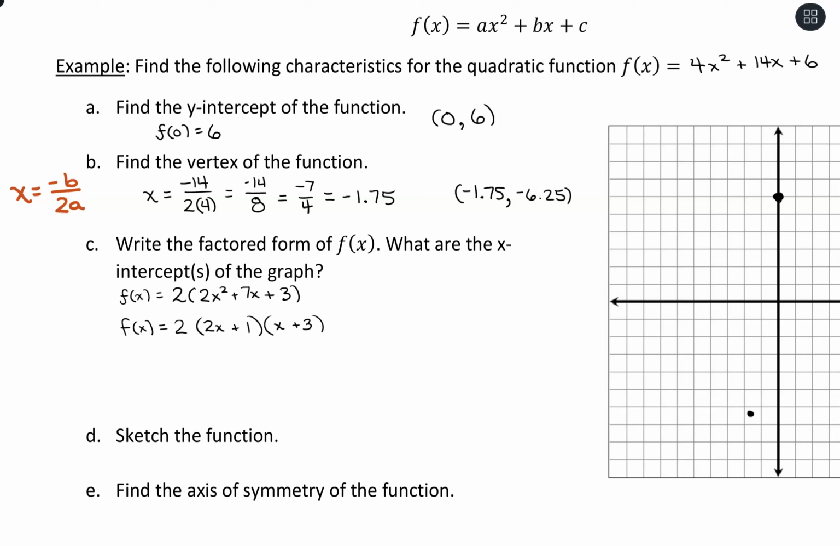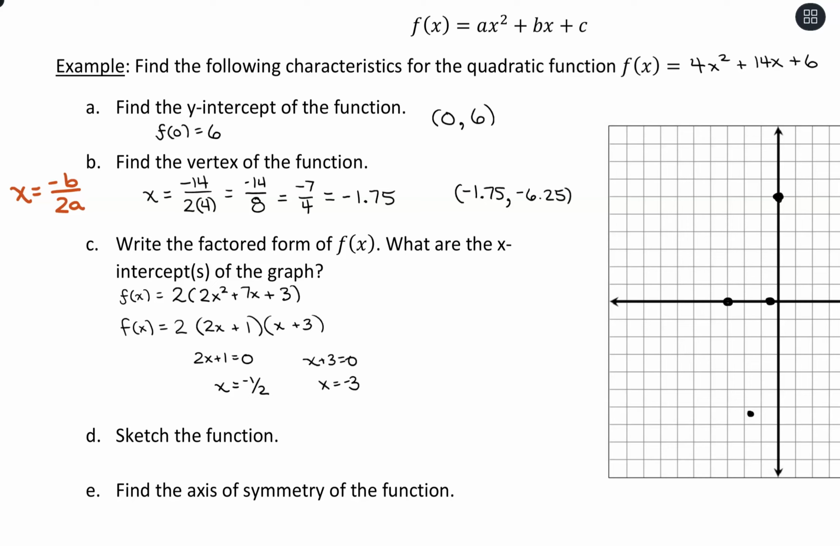Okay. Finding the factored form is right there, and then what are the x-intercepts? That's where we take each of these factors and set it equal to 0 and solve. So we'll have x equals negative 1/2. We'll also have x plus 3 equals 0, which is x equals negative 3. So we'll have negative 1/2 as a 0, and then at negative 3 we'll have a 0.